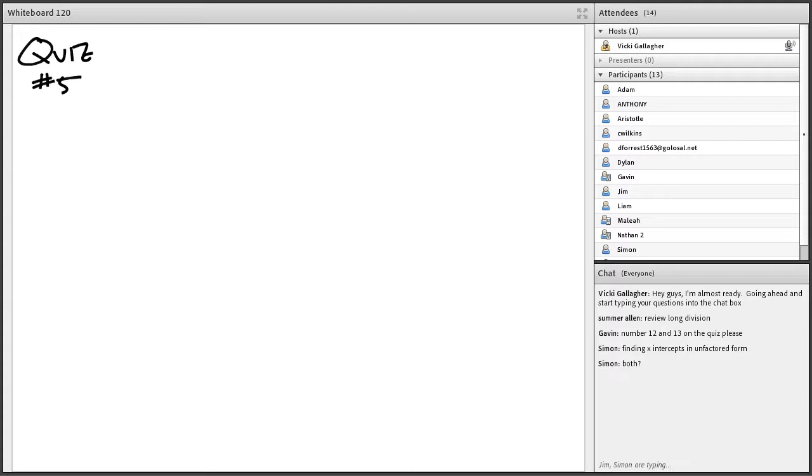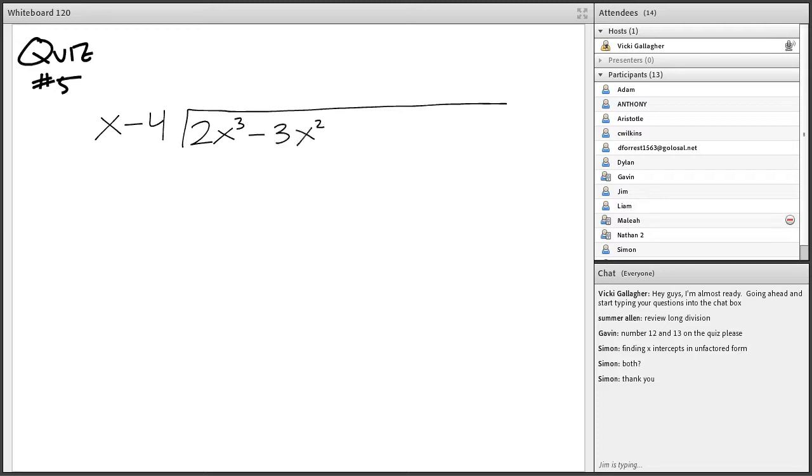And so on the quiz, it had this problem, and I'm going to go ahead and just set it up right now. The thing that's being divided goes on the outside, so it was x minus 4 after the division sign, and then we were dividing 2x to the third minus 3x squared minus 18x, and then minus 11.